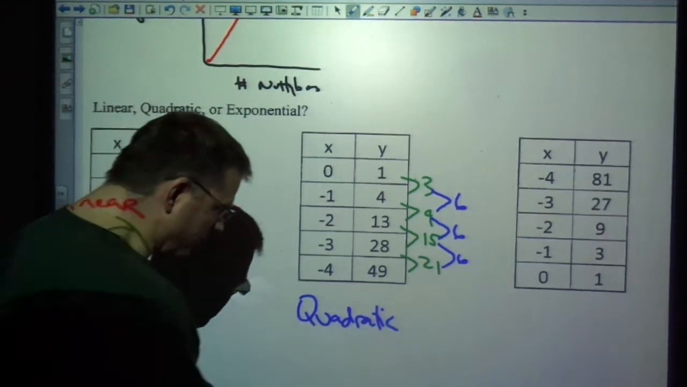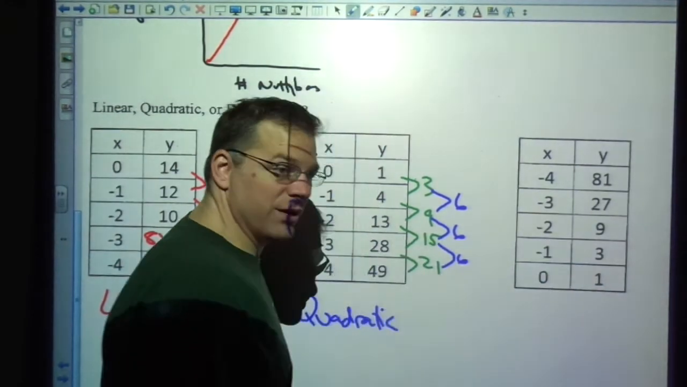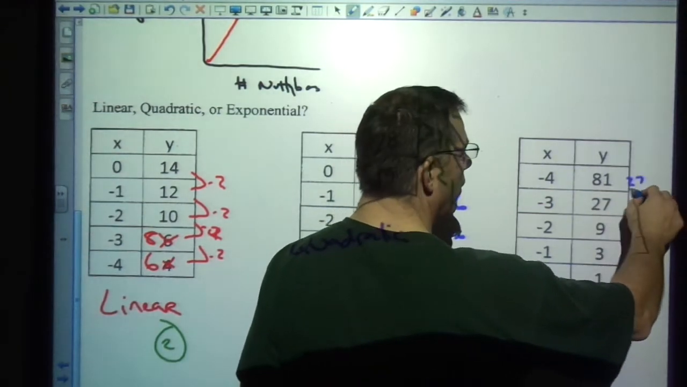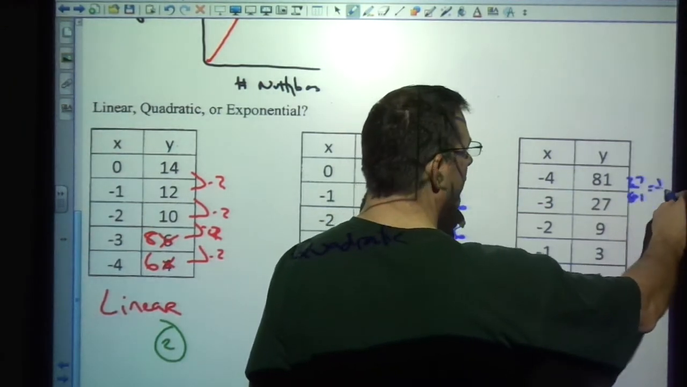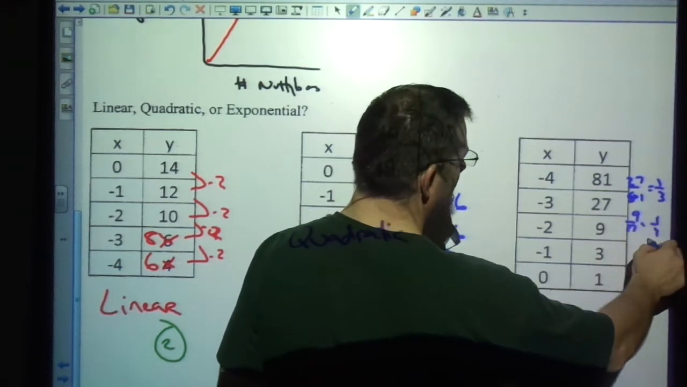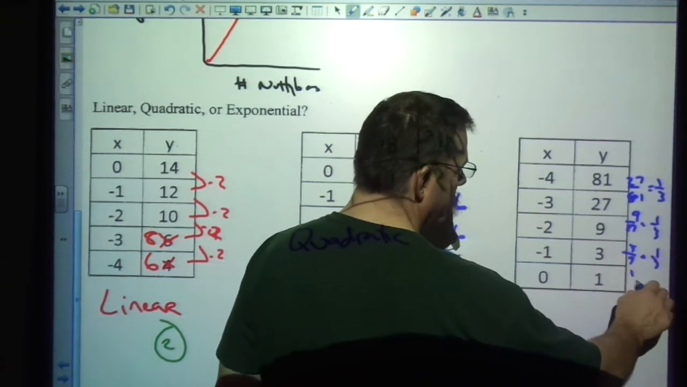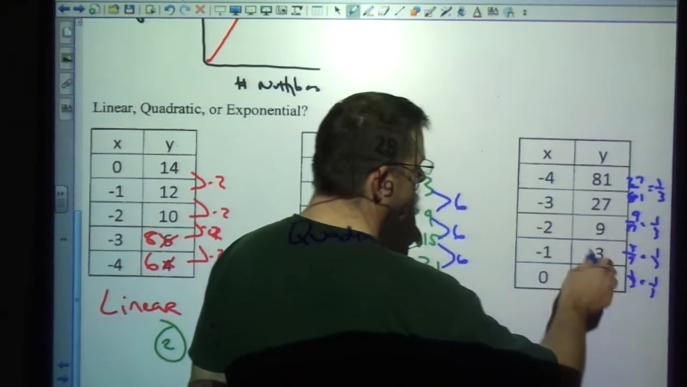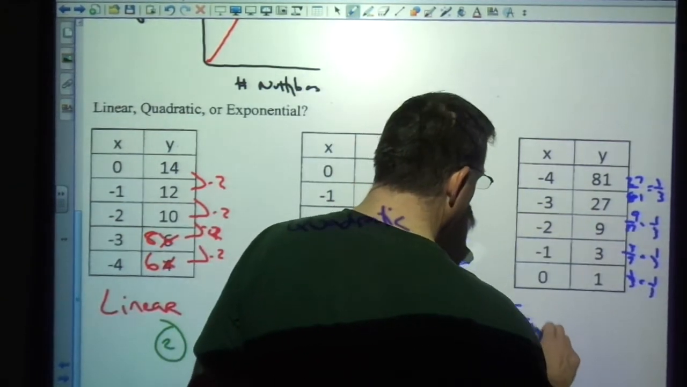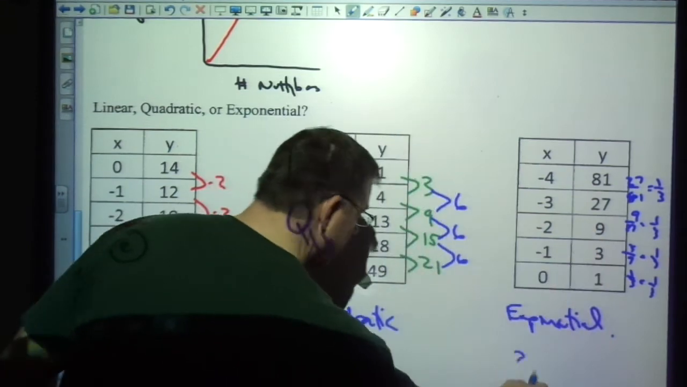And then the last one. If you do this, it's not the same. If you do the second differences, it's also not the same. But if you divide, 27 divided by 81 is 1/3. 9 divided by 27 is 1/3. 3 divided by 9 is 1/3. And 1 divided by 3 is 1/3. So this is the constant here, and so this is exponential. All right, that's also 2 points.